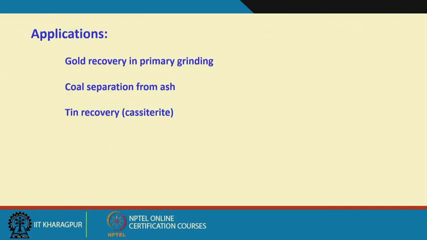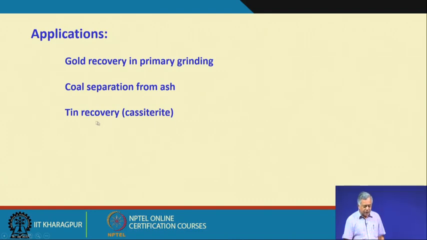Now, applications we have already mentioned, let me reiterate that in the mineral processing field, there is gold recovery in the primary grinding stage where jigging is being applied, coal separation, that is where most of the uses are for jigs, and tin recovery, that is the cassiterite. You see that in the cases of gold and tin, my wanted material has much higher density than your gangue materials.